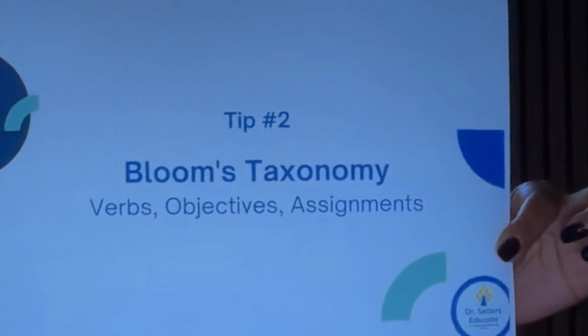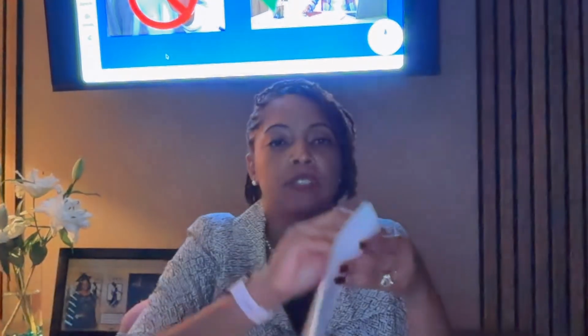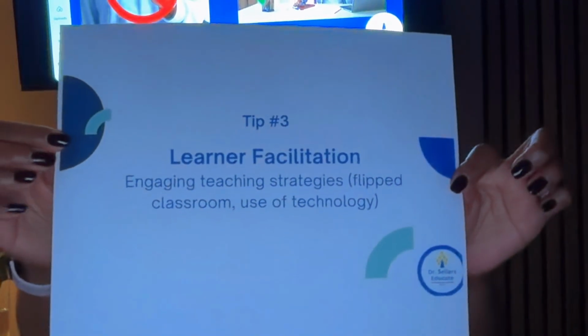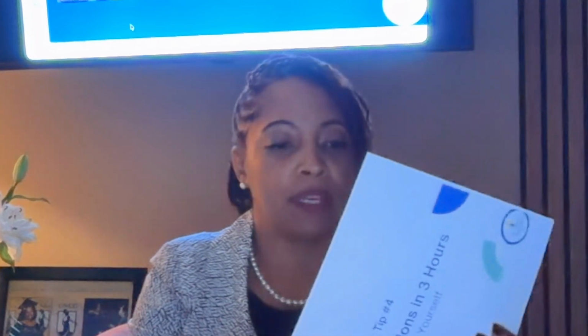Tip number 2, Bloom's taxonomy. Got to align the verbs, got to align the objectives, and ultimately the assignments using pages 188 through 190 in Billings and Halstead. Tip number 3, learner facilitation. That's the core, right? Being able to develop those high impact teaching strategies to engage our adult learners, because we don't want to be that sage on the stage. We want to be the guide on the side. We want to be a coach.